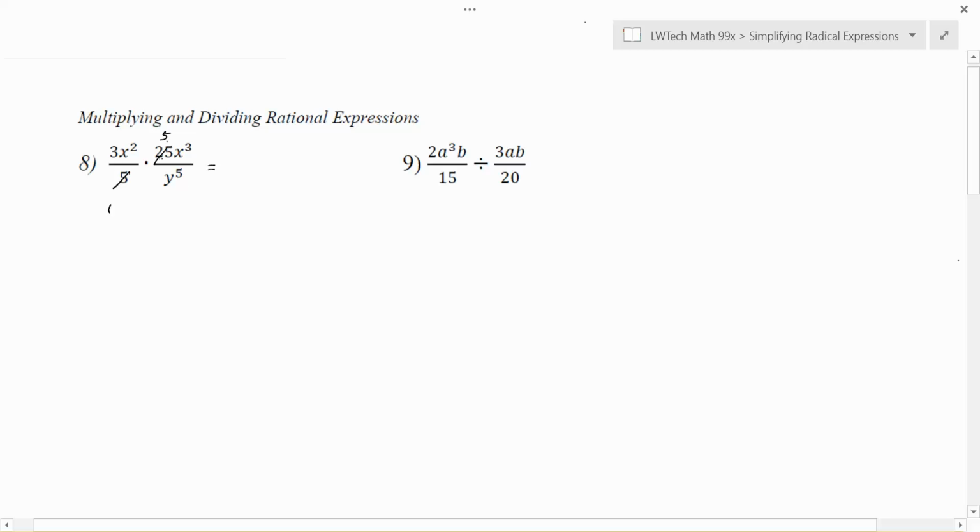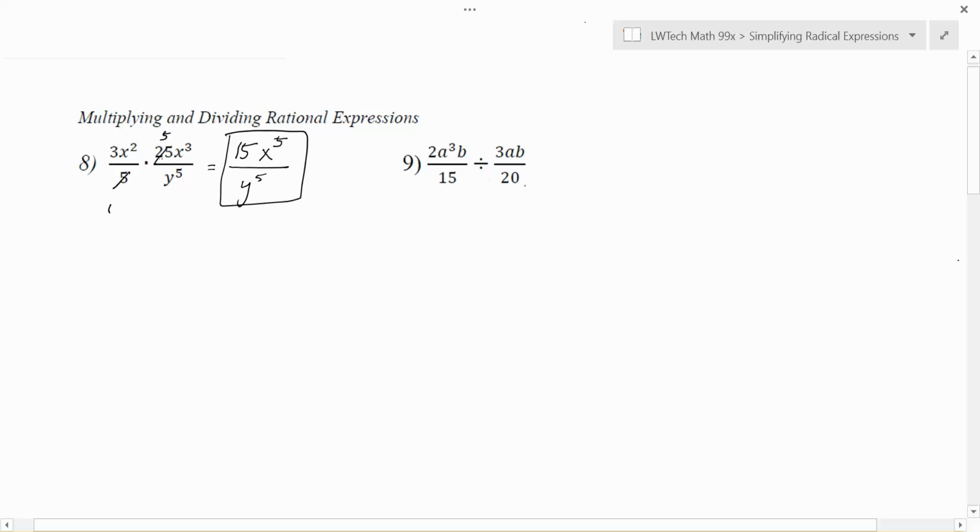On the top, I can do the 3 times the 5 to get 15. Then I have an x squared and an x to the third, which when I put those together end up with x to the fifth, because 2 x's from here and 3 x's from here gives me 5 x's altogether. In the denominator, we'd reduce that bottom number down to 1, and then we had y to the fifth. Remember, 1s are optional to write as coefficients, and so this is a perfectly acceptable solution for my rational expression after I multiply those values together.